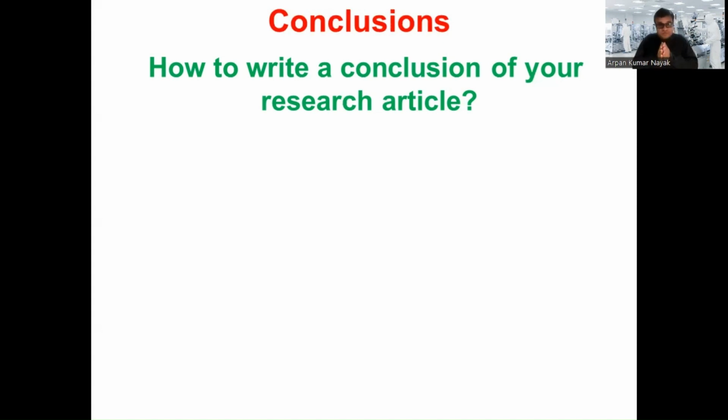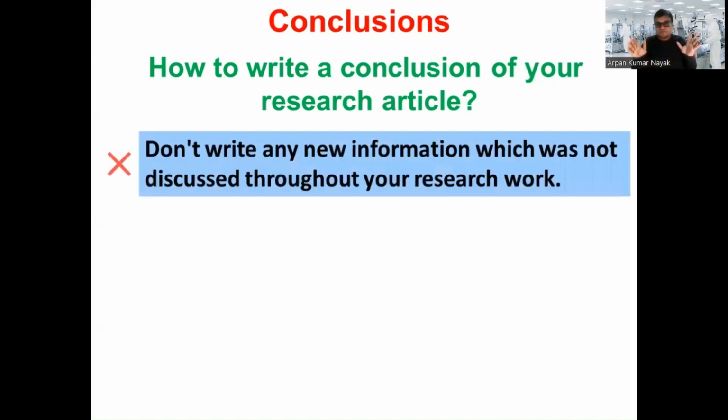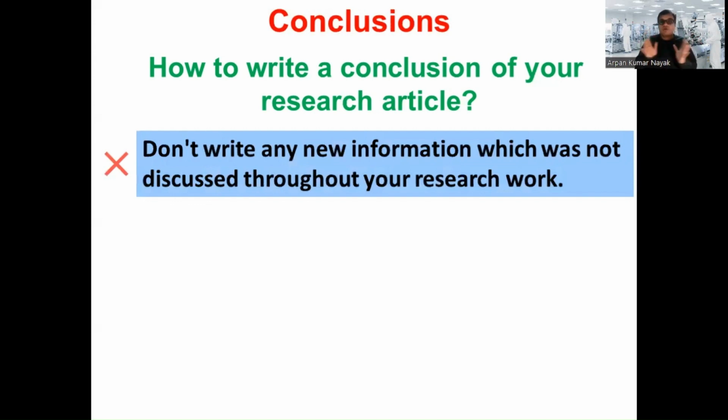So we will first understand what the meaning of a conclusion is, and what things we should not write in the conclusion section. First we'll understand that, then we'll understand what things we should mention and how we can make a concise conclusion. So first of all, conclusion means we have to tell the moral of your whole research work.